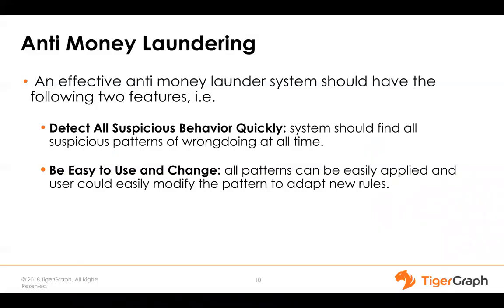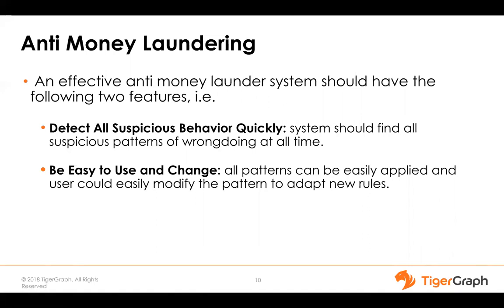So if you want to build an effective anti-money laundering system, at least you need to fulfill the following two features. First, you have to detect all suspicious behavior quickly. So the system should find all suspicious patterns or wrongdoing at all times.